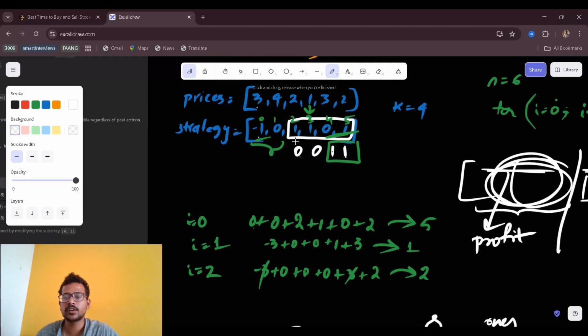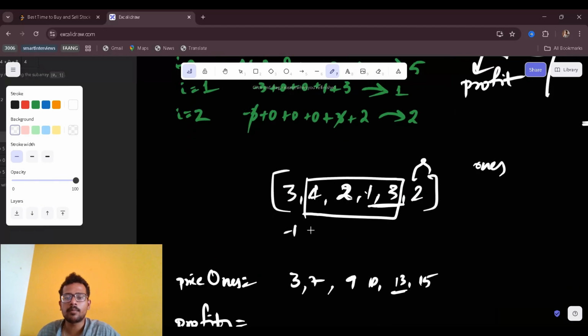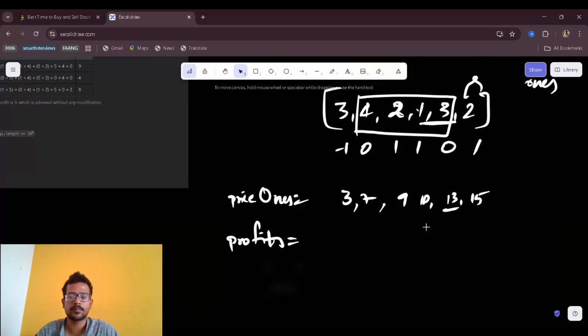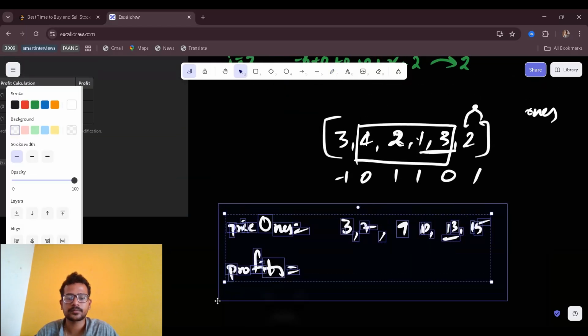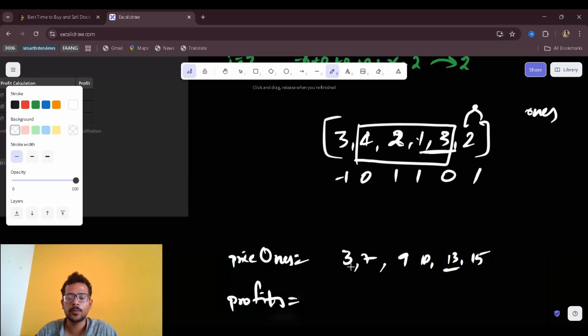So I got minus 1, 0, double 1, 0, 1. I need the prefix sum. I said I need the prefix sum, right? So what I'll do, 3 minus 1, minus 3. 0 into 4 is 0. 0 minus 3 is minus 3, right? So minus 3 here. And if you see, I am adding this value to the current value, right?